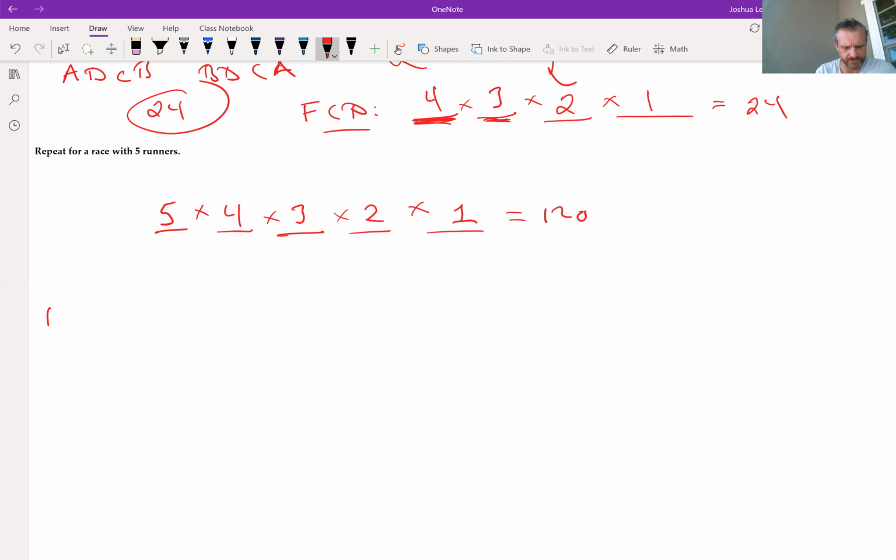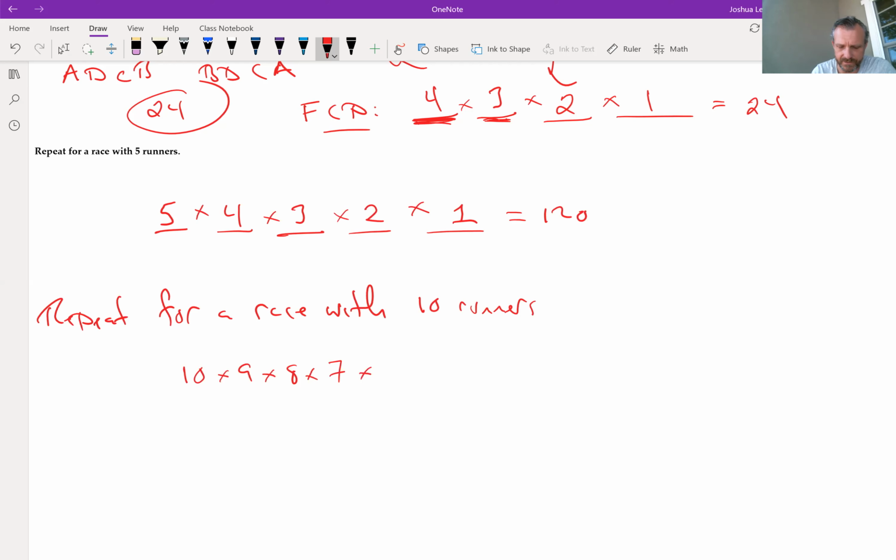Oh gosh. What if we wanted to repeat for a race with, how about 10 runners. Well, yikes. That would be 10 times 9 times 8 times 7 times 6 times 5 times 4 times 3 times 2 times 1. That seems like a very large number.